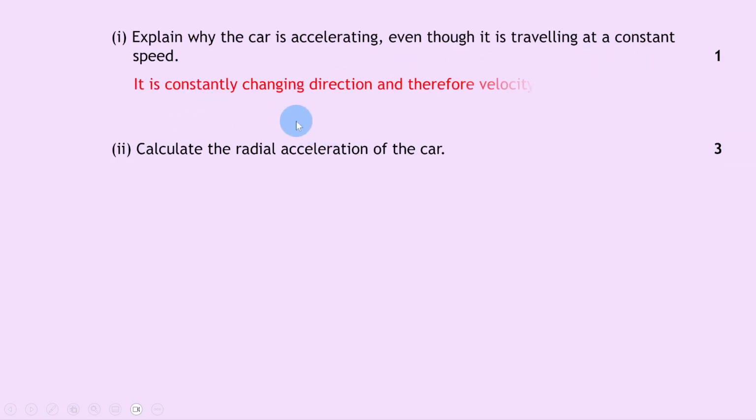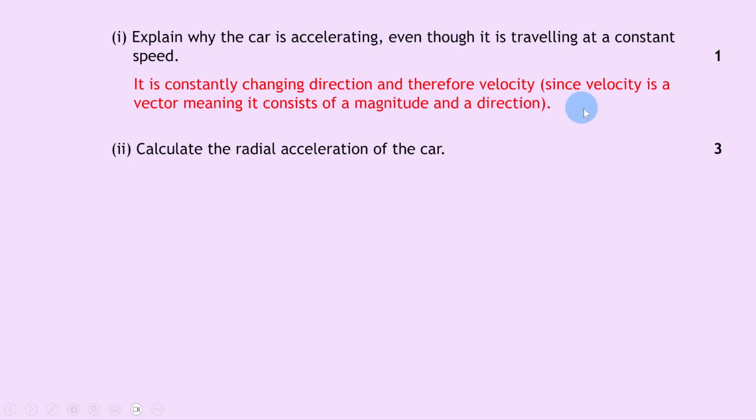Well, we can say it is constantly changing direction and therefore velocity, since velocity is a vector, meaning it consists of a magnitude and a direction. So for velocity to be constant, we would need the magnitude and the direction to be staying the same, but here the car is constantly changing direction even though the magnitude of the velocity, i.e. its speed, stays the same. And therefore acceleration must be non-zero as the velocity is changing.